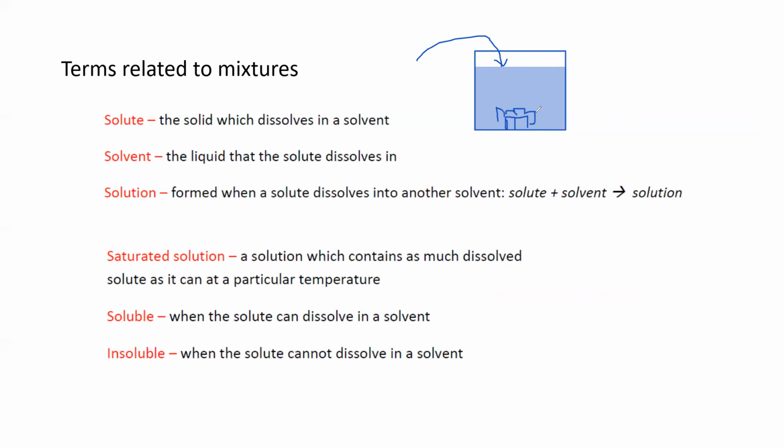When the solvent is not able to dissolve any more or extra solute, we call that solution a saturated solution. The solute is there and the solvent is there, but the extra solute which we add is not able to dissolve, so we call that a saturated solution.